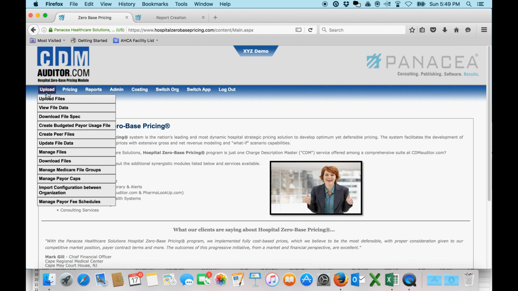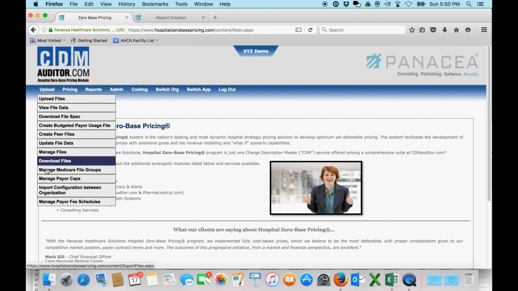On the left you see upload. This is where you would upload your charge master, your usage data, your charge payer percentages, and if you are having difficulty loading this, our technical support team is always there to help you, or for no additional cost, we'll actually do the upload of the files for you if it's too challenging.